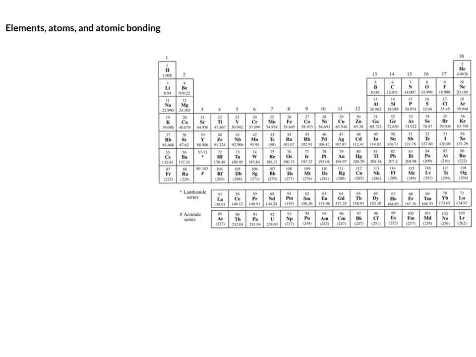This tutorial will cover the topics of elements, atoms, and atomic bonding as they apply to human anatomy and physiology. We'll begin with an overview of elements and the periodic table. We'll go on to talk about some features of atoms, and then identify how these atomic features allow for atomic bonding and the types of atomic bonding that can occur.